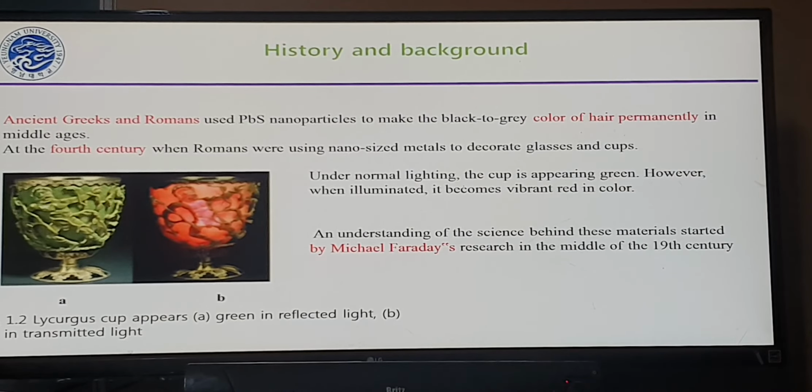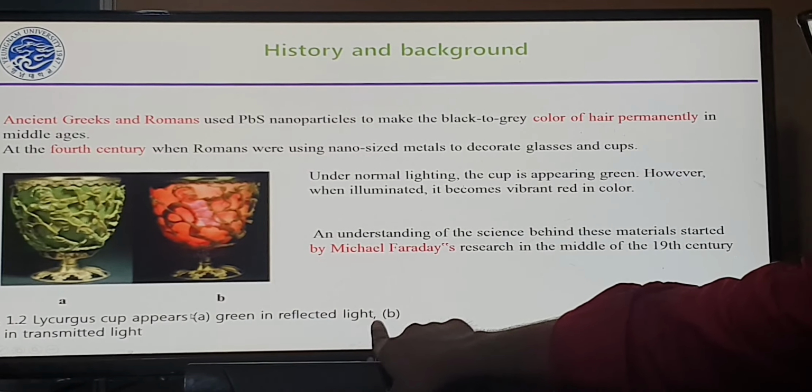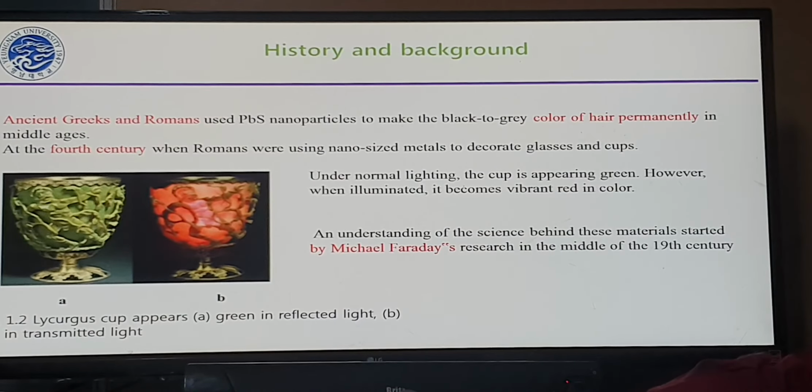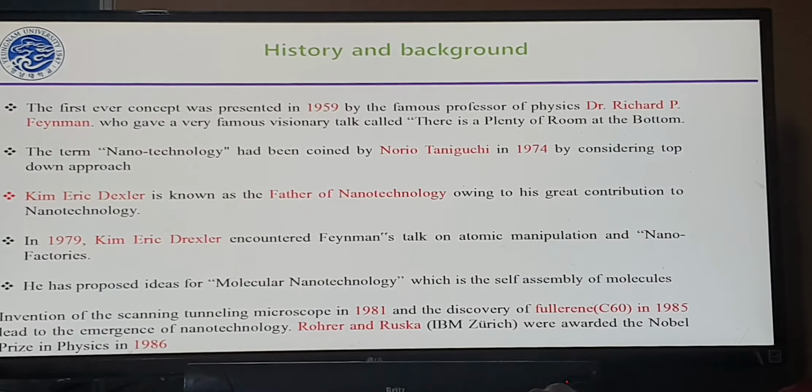An understanding of the science behind these materials started with Michael Faraday's research in the middle of the 19th century. This is one of the famous figures in basic nanoscience and technology. You can see green in reflected light, and red in transmitted light. These are some of the milestones in the field of nanoscience and nanotechnology.